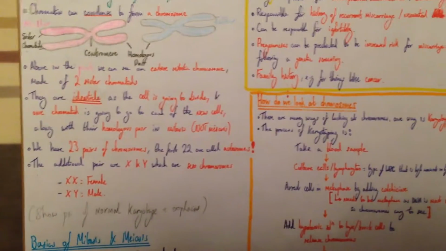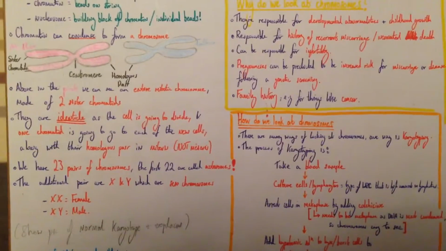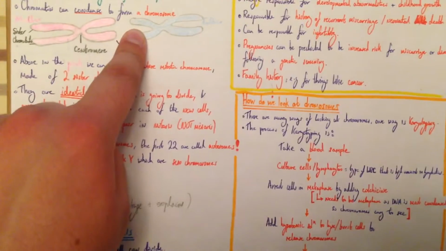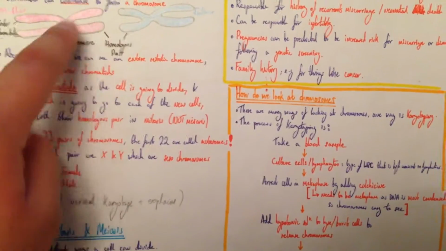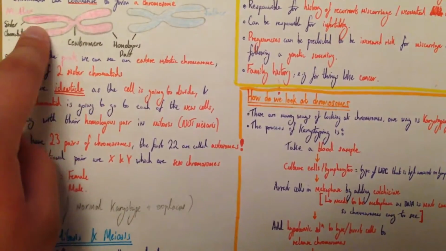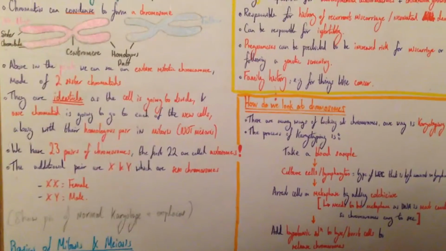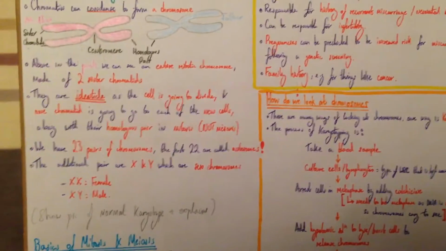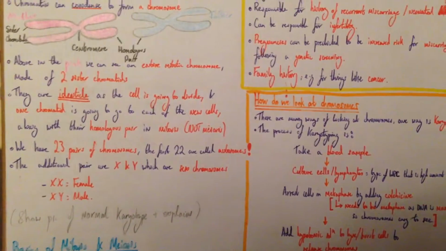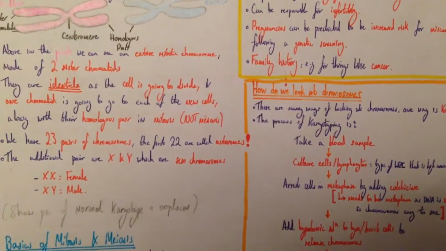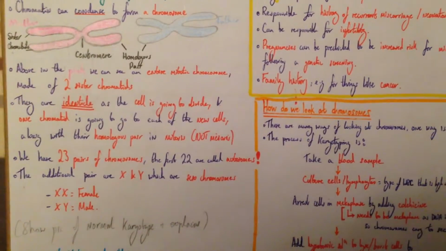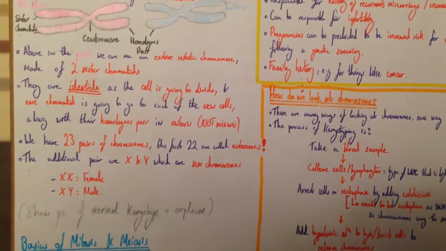We have 23 pairs of chromosomes. And during mitosis, each pair will duplicate to form two sister chromatids, and that's how new cells and new genetic information are made. So genetic information can be split between the two cells. The first 22 pairs are called autosomes. The additional pair are X and Y, which are sex chromosomes. XX is female, XY is male.